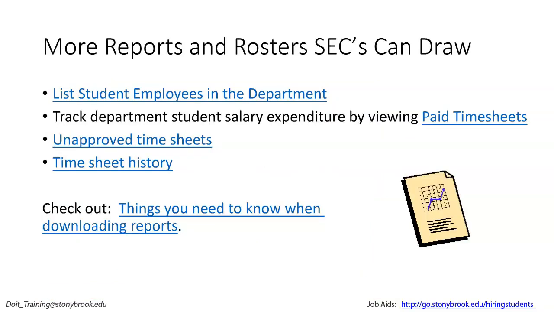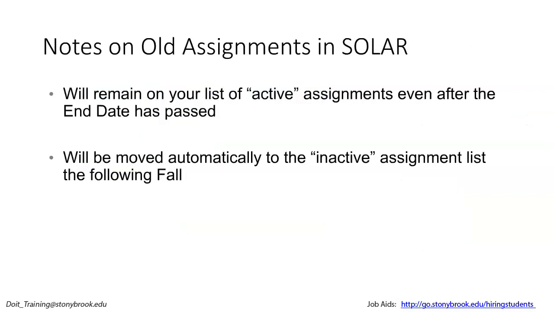There are several reports and rosters that SECs may draw from Solar about their student workforce, like a list of all student employees, paid timesheets, unapproved timesheets, and a timesheet history. Check out the job aids on the Do It website to learn more about what reports are available. You may see old job assignments when viewing your department's list of assignments, even after the end date in the active list. They will be moved to the inactive list the following fall.